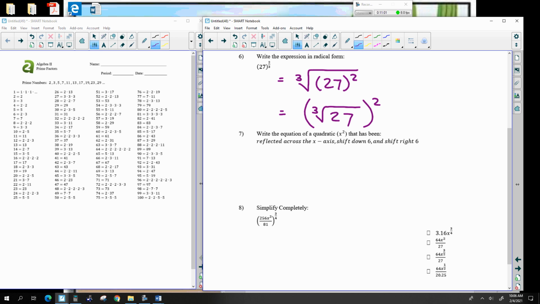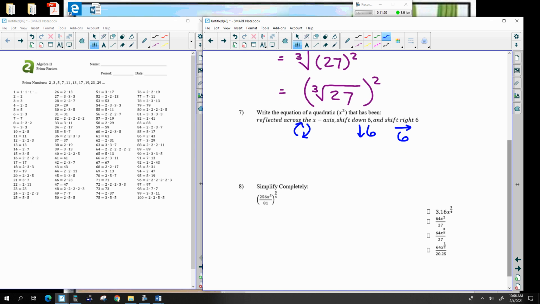Okay, number 7, again, we have a review type question. So they want to reflect this across the x-axis, so that's a flip-flop, a shift down 6, and a right 6. That's what we want to do, and we're doing that to an x squared. So here we go. Let's flip this. A flip is an outside negative. An outside negative is the flip. So that's the reflected across the x-axis portion.